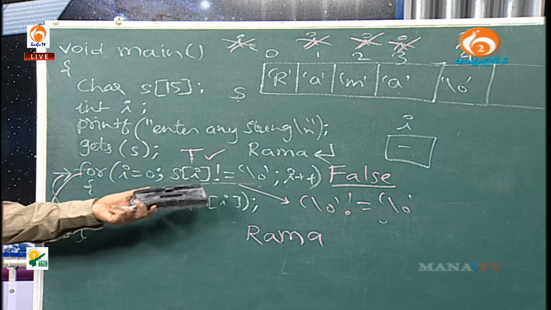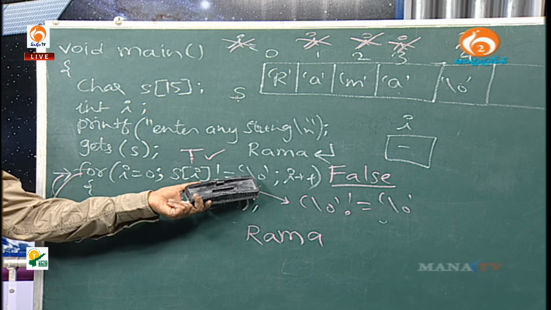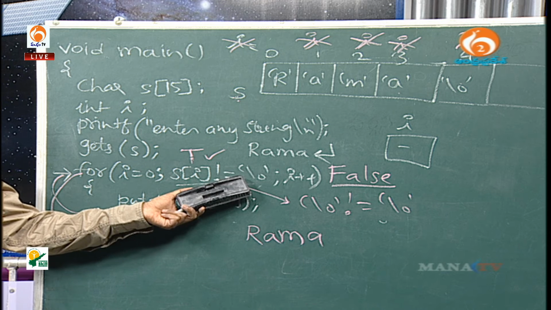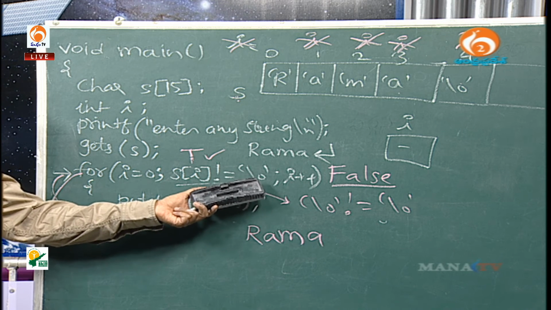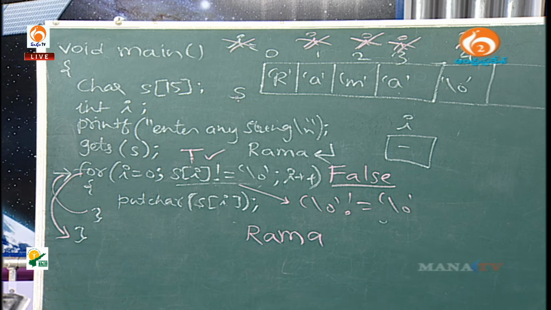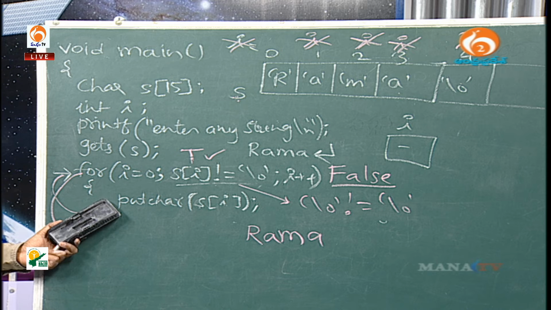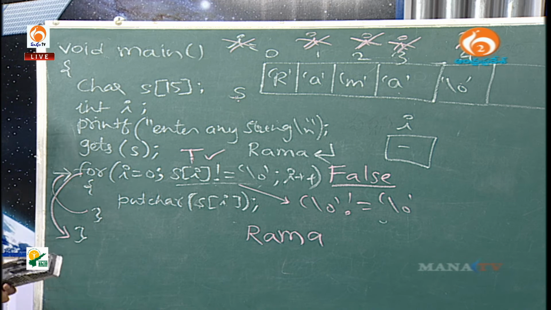We know that the end of this string contains backslash 0, so we write this logic to check the condition. We do not know how long the string is, so we use backslash 0 here. Putchar, without using printf, we are displaying the string here.